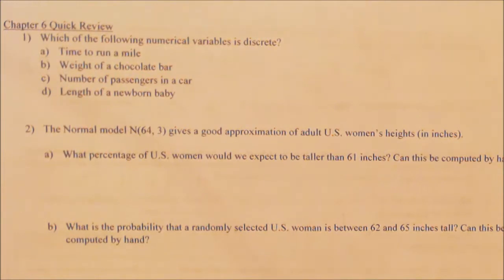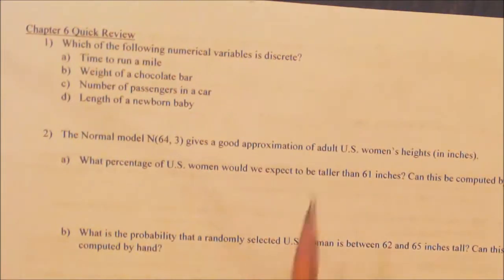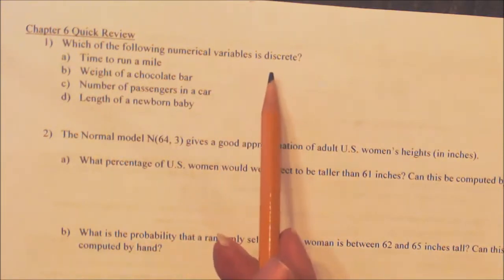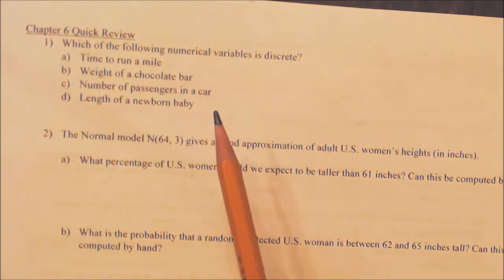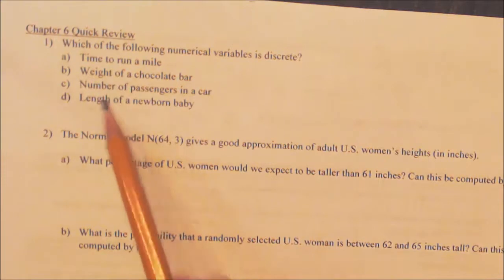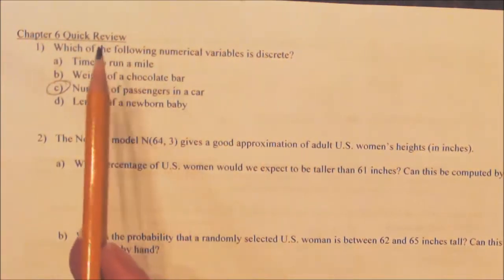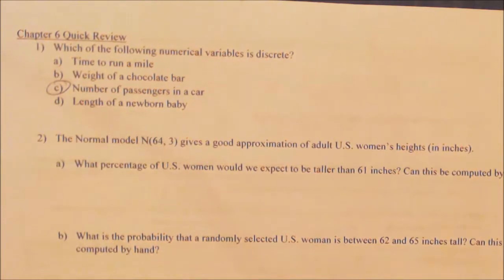Okay, let's take a look at the chapter 6 quick review questions. So number 1, it says, which of the following is a discrete variable? Remember, discrete are things we can count. So the only thing in this list that we can actually count is C, the number of passengers in a car. The rest are actually measurements, so those would all be continuous.